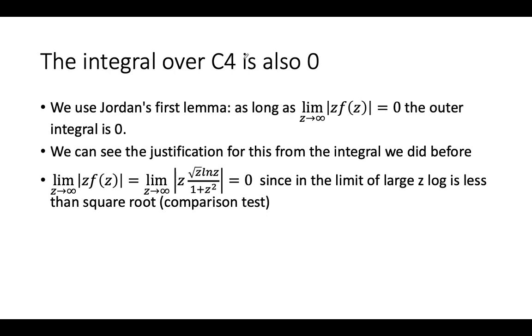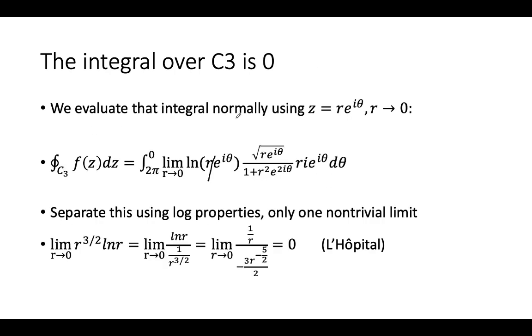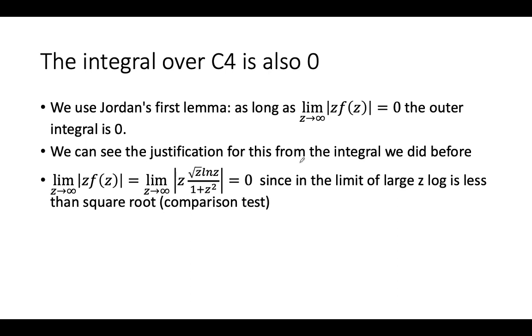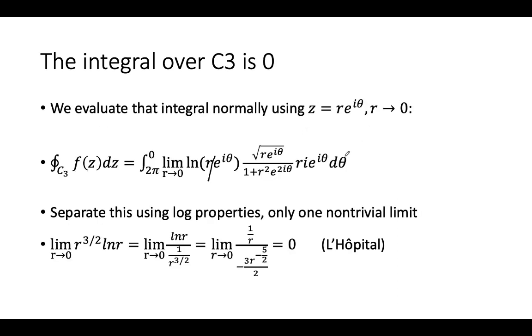The integral over C4, the big circle, is also 0. We use something called Jordan's first lemma, but we can really see what's going on here if we look at this integral. This is like the same integral we're doing here, except that r is infinity instead of 0. And the point is, if this is like an r that we got, this theorem says that z f of z, in the limit as z goes to infinity, should be 0. But really what's going on is that this z, this r, is standing in for the z in this case, because we're not really caring about these factors that don't impact the magnitude too much.